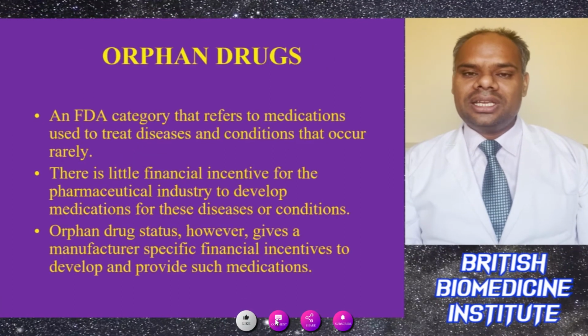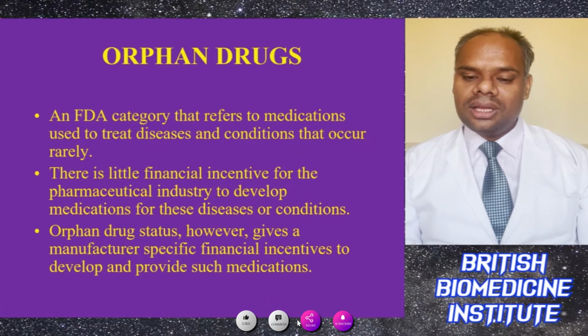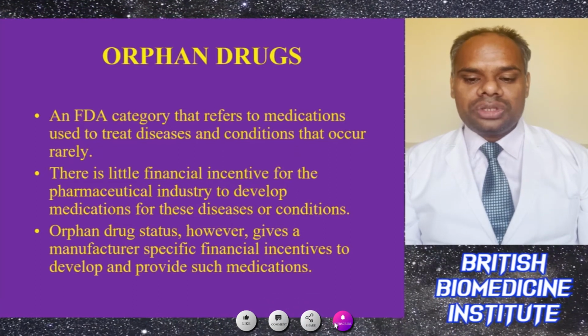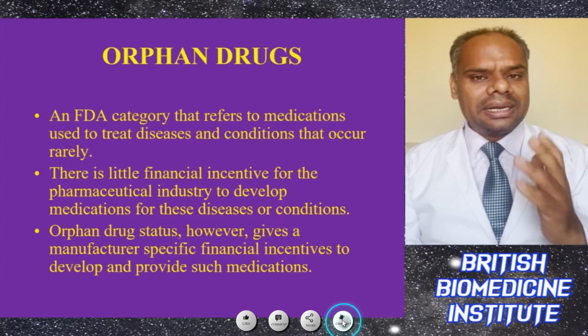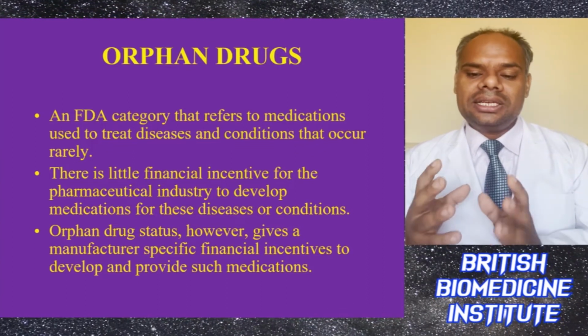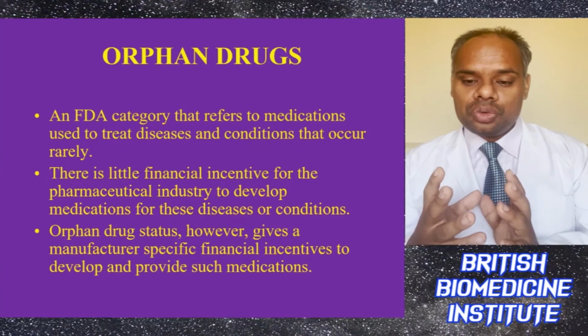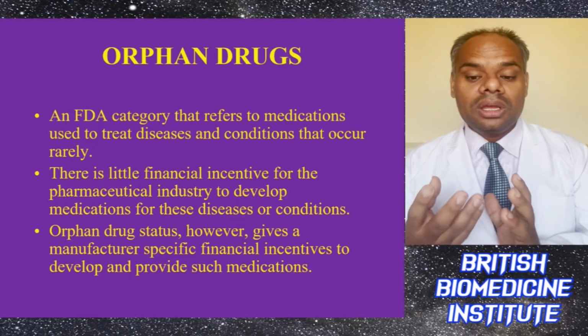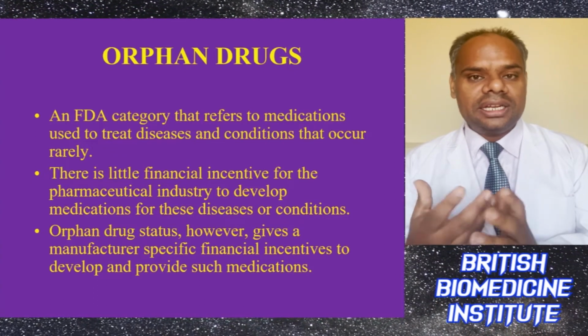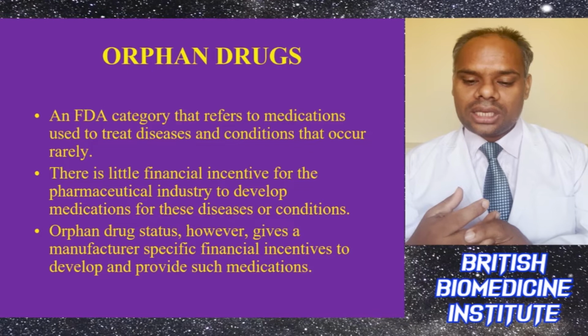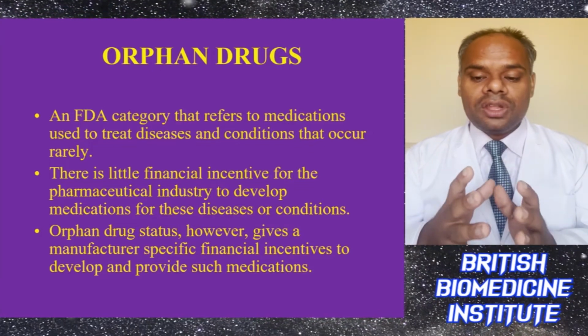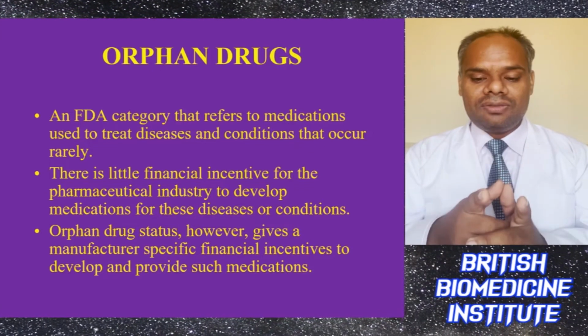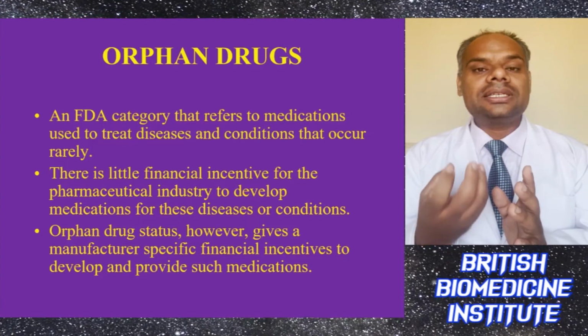Orphan drugs, basically an FDA term that refers to medications used to treat diseases and conditions which occur rarely. There is little financial incentive for the pharmaceutical industry to develop medications for these diseases or conditions. Orphan drug status, however, gives a manufacturer specific financial incentive to develop and provide such medicines.